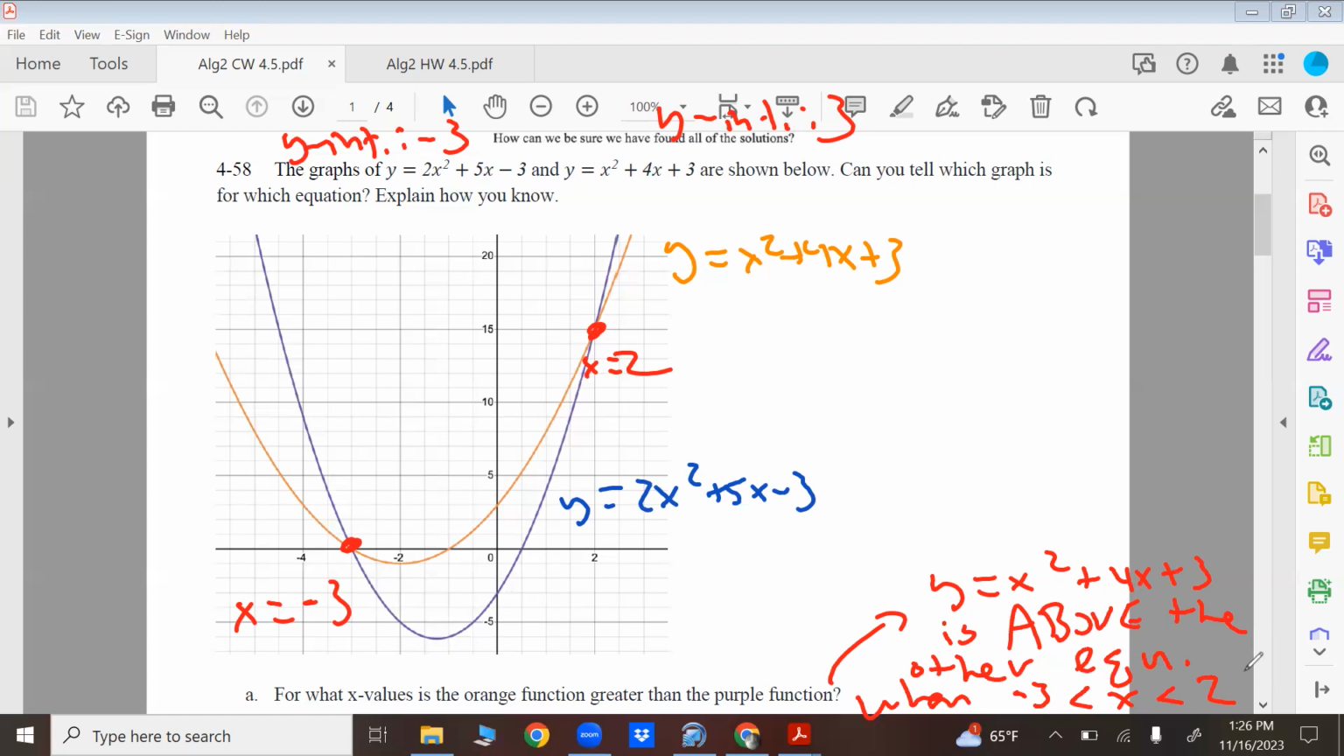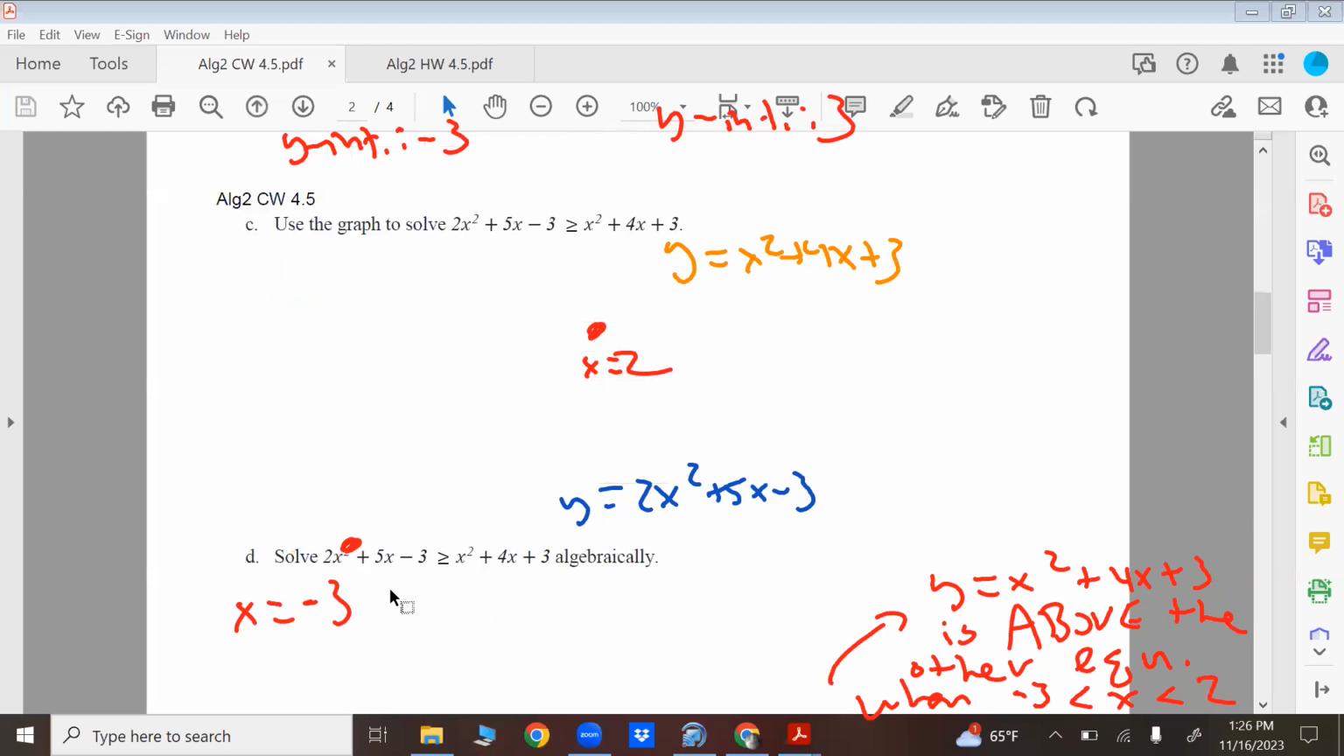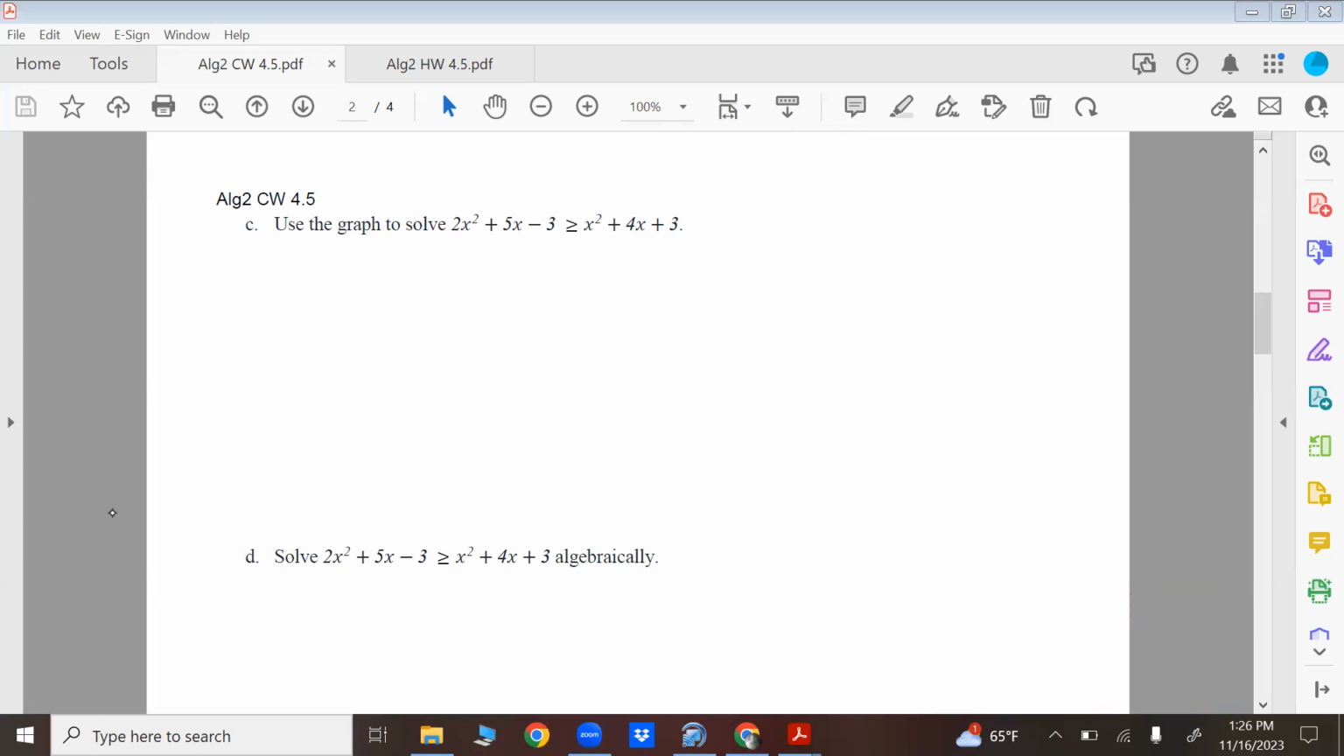Because now we're going to solve the inequality on the next page. So you use the graph to solve it. So here's what we're going to do. This is the purple. And that was the orange. So where, for what, guys, quiet please.